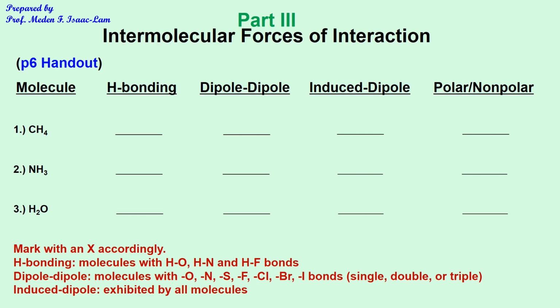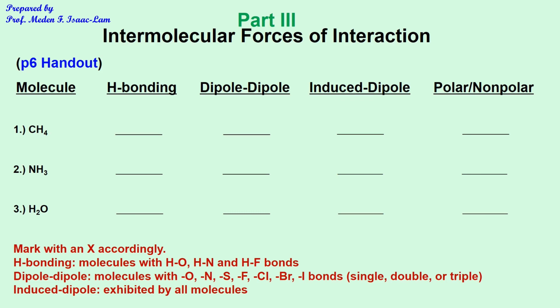So don't mark anything if it's not exhibiting any hydrogen bonding, nor dipole-dipole, nor induced dipole. And then in the last column, you are going to write whether it's polar or non-polar. Okay? So let's read the notes at the bottom.